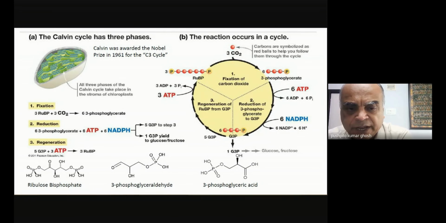So we start with this particular molecule, which is known as ribulose bisphosphate. It is a 5-carbon molecule, so you can see 1 carbon, 2, 3, 4, 5. It has 5 carbons and it has 2 phosphates. That's why it's called bisphosphate.